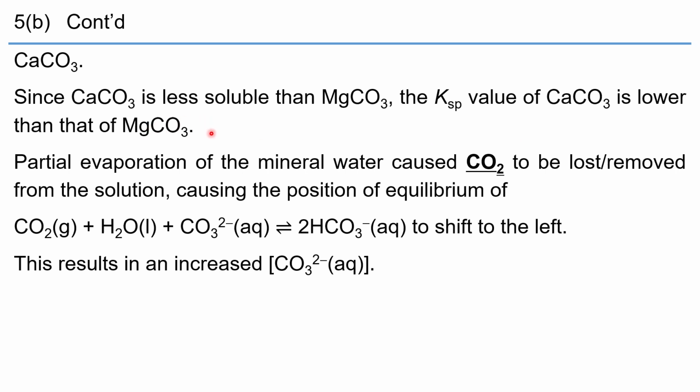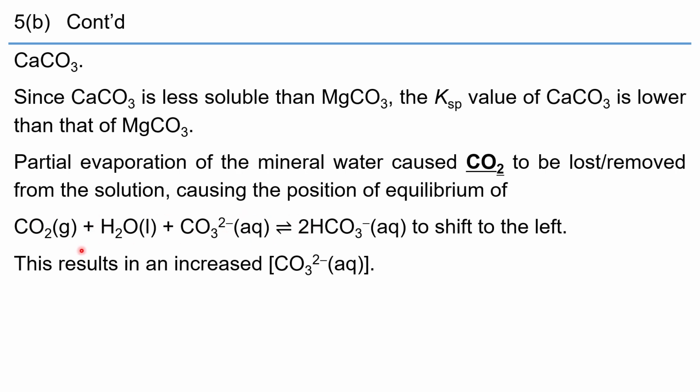Now, the scenario given to you is about the partial evaporation. So how does the partial evaporation help, or cause this precipitation to occur? When you have the partial evaporation, what will happen is you cause the CO2 to be lost or removed from the solution. So what happened now? When your CO2 is lost or removed, based on this equilibrium given to you in the general info, your position of equilibrium will shift towards the left-hand side, or you favor the backwards reaction.